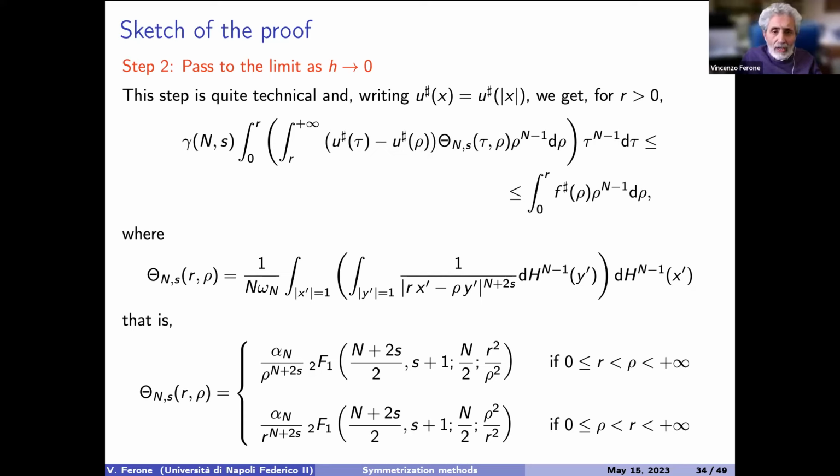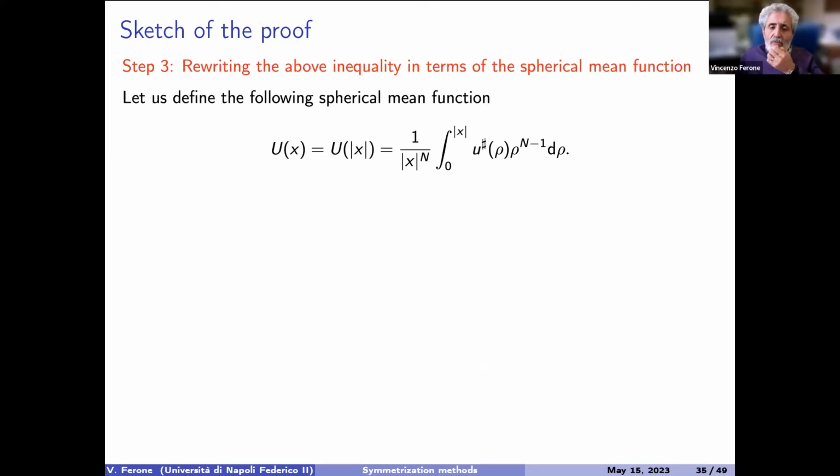In the case of the local problem, there was no problem. It was just a first order or second order equation with respect to the unknown variable. So here we have observed the following. If we denote by capital U, not the concentration, but the spherical mean function, so we take the mean of u sharp on a ball of radius x.